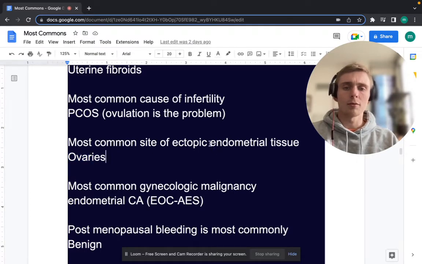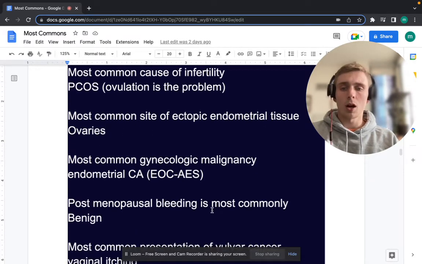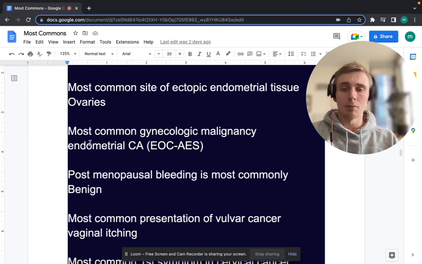However, if the endometrial tissue is in the myometrium, the middle layer of the uterus, that's called adenomyosis. That's not called endometriosis. It's adenomyosis if it's in the myometrium, as opposed to anywhere else ectopically, which is endometriosis.